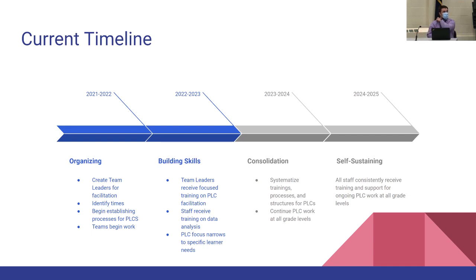This year has mostly been about the organization step, and you'll hear a lot about where each school is in its organization for PLCs, dipping toes in and using some rubrics and tools to get the processes moving forward. Next year, the focus is on building skills, getting the current structures firmed up, making sure teams gain skill in data analysis, and narrowing the focus, then consolidating and systematizing in the third year, and by the fourth year, having this self-sustaining, where it's just a core part of how we collaborate in support of learners.